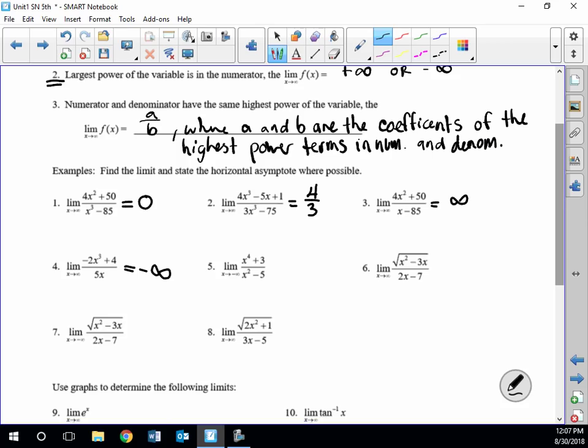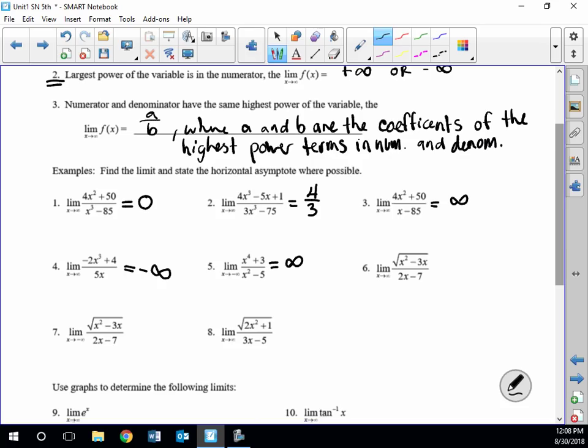Number 5, again, the numerator has the largest power, and the denominator is also an even power. Notice that they're both even powers, and as x goes to negative infinity, I'm plugging in a large negative number. Is the numerator going to be positive or negative? It's going to be positive even though I'm plugging in a negative number because of the even power. Same thing with the denominator, because we're squaring that negative number. So even though x is going to negative infinity, the limit in this case is going to positive infinity.